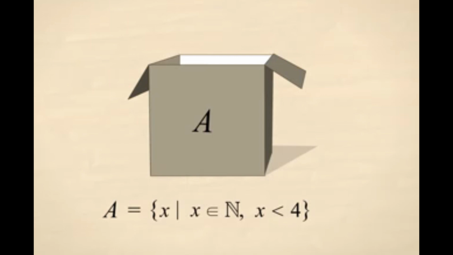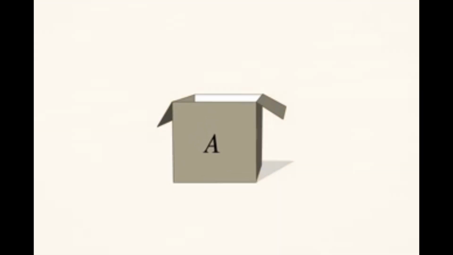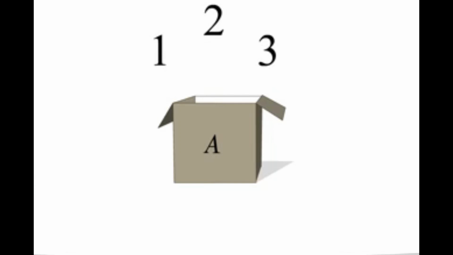The vertical bar means "such that." So we would read this definition as: A is the set of all elements x such that x is a natural number and is less than 4. You may sometimes see a colon used instead of a vertical bar. So far, we have seen how to define sets and their members through the use of set notation.